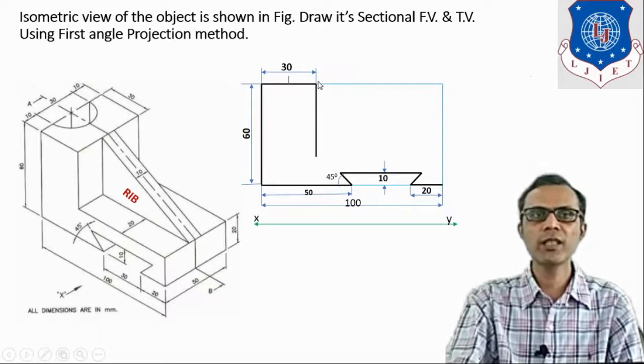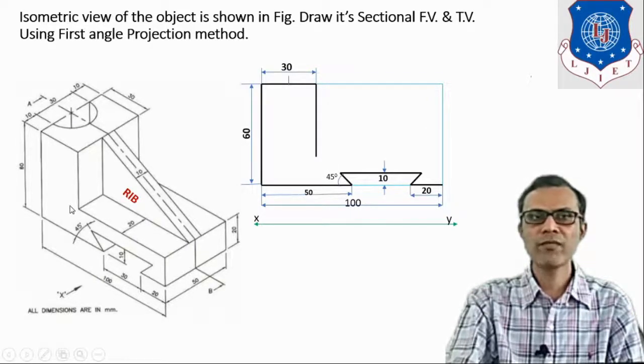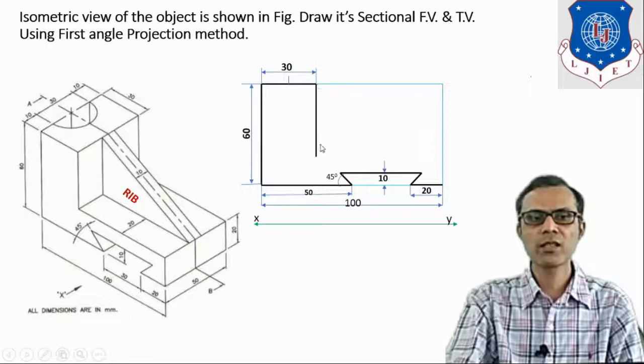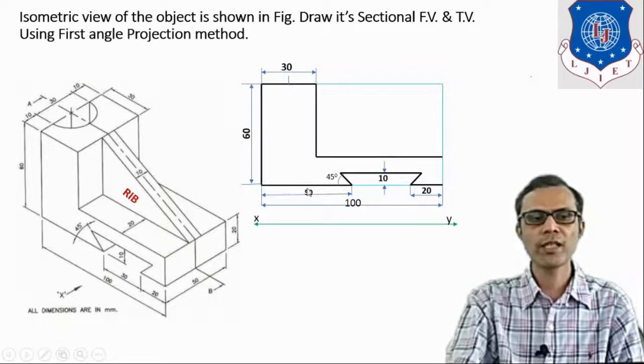Now, what should be the height of this line? It is not given here, but we can find it, because this height is given as 20 mm and the total is 60. So 60 minus 20, this height is 40. So up to 40 mm, we have to draw this vertical line. From this point, draw a horizontal line. It represents this horizontal edge.